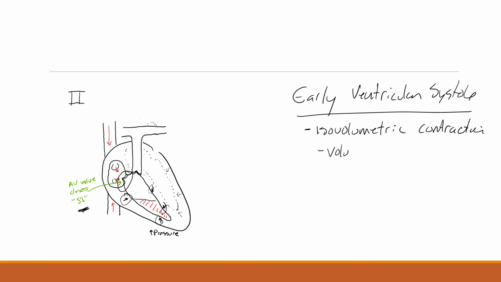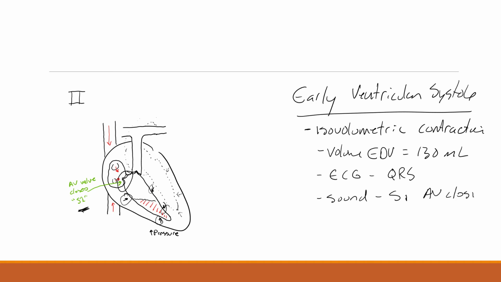So the volume inside my ventricle, since it's isovolumetric, is still my end diastolic volume, which is 130 mils. That hasn't changed. All right, but now that we're starting to contract, that means the ventricles have started to depolarize. So if we're talking about the ECG, that coincides with the QRS wave. And as I mentioned already, the sound that you're going to hear is the S1 sound, which is the AV valves closing. That gives you that sound.